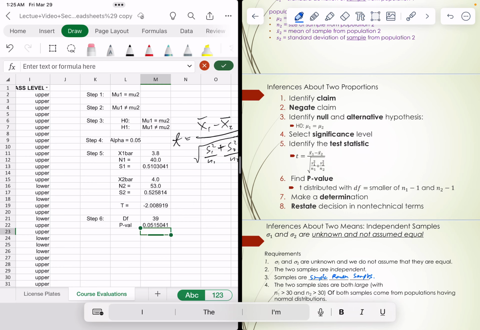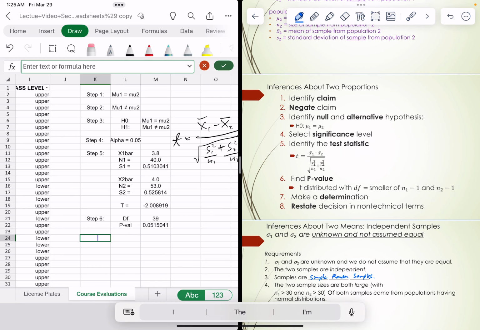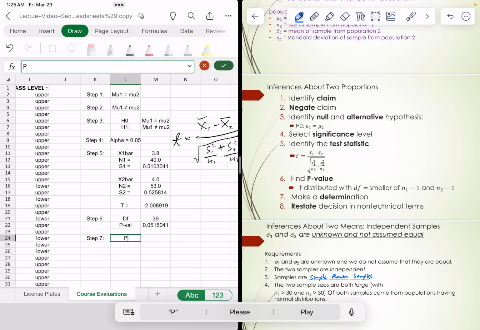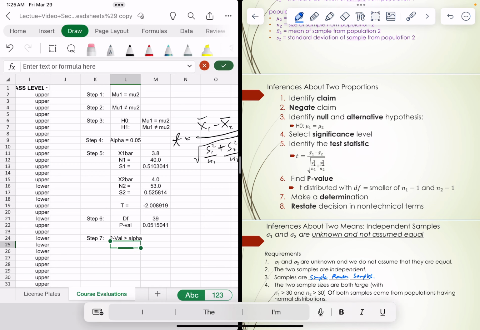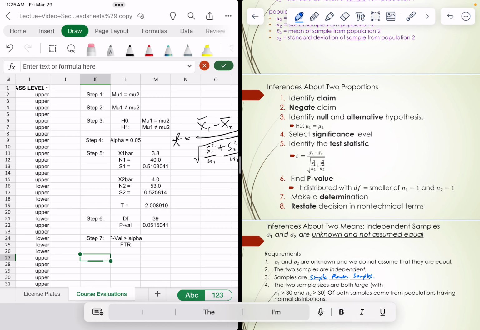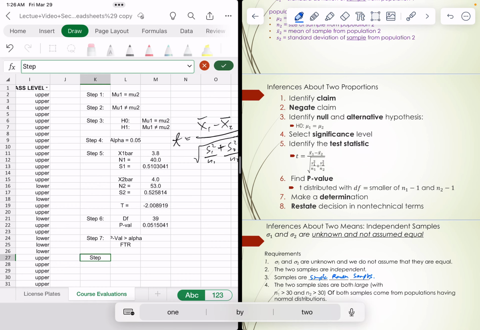Well, that is quite a fine distinction. So, step 7. If the p is low, the null must go. However, the p-value is bigger than my alpha. And what that means is I'm going to fail to reject. Fail to reject. So, if I fail to reject, I don't get the evidence. So there's not sufficient evidence. So step 8.